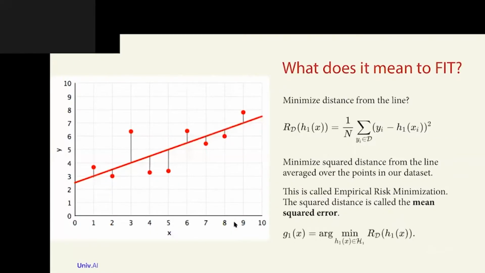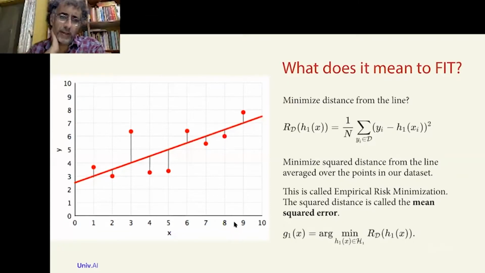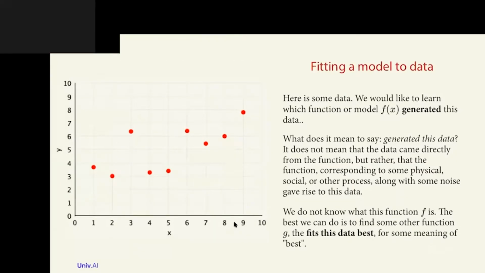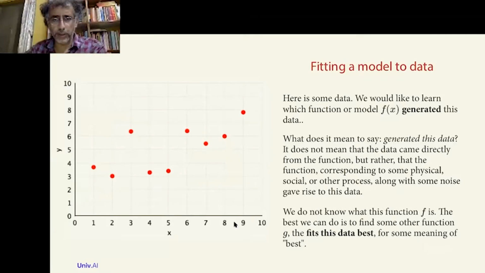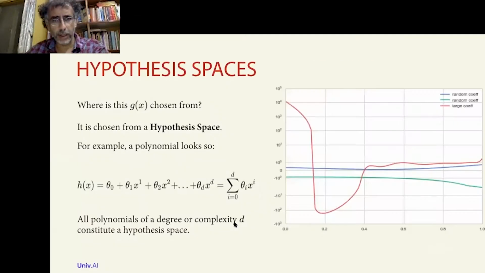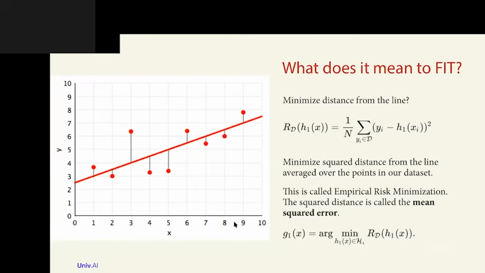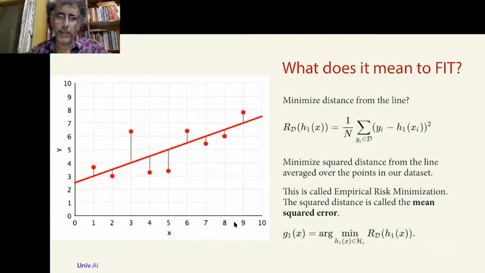Okay, so let's ask a question. What does it mean to fit? So that's that previous data which we saw. And we're asking the question, what does it mean to fit a function to this data? So if you saw this plot over here, how would you think of fitting this data? Minimize the vertical errors, right? Yeah, absolutely. So you might say minimize the vertical errors, and how might you do that?